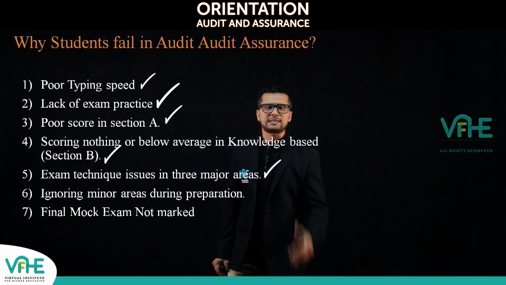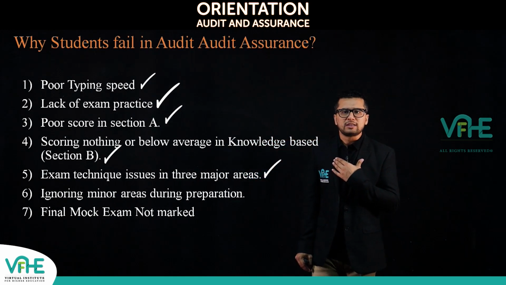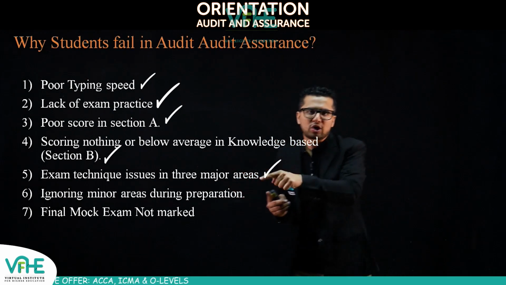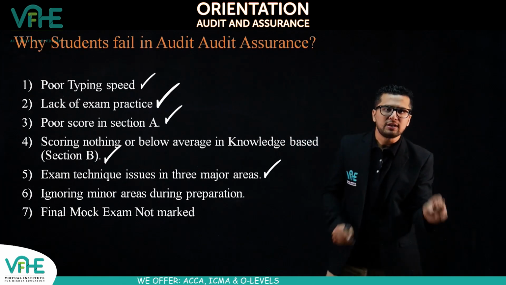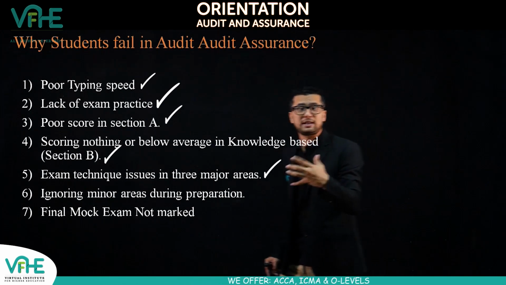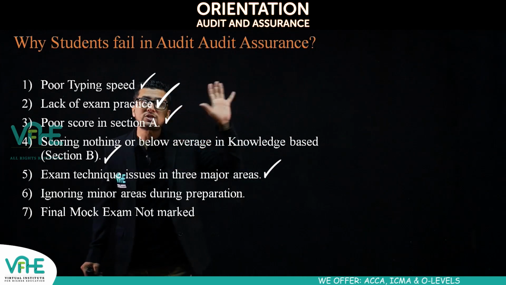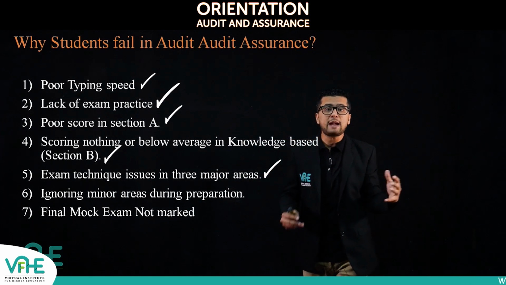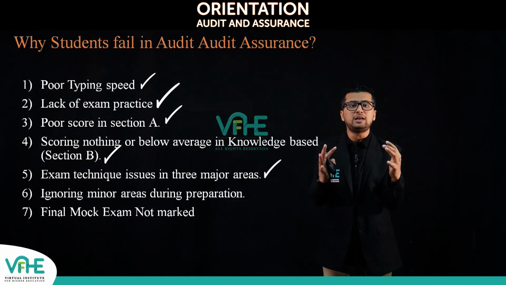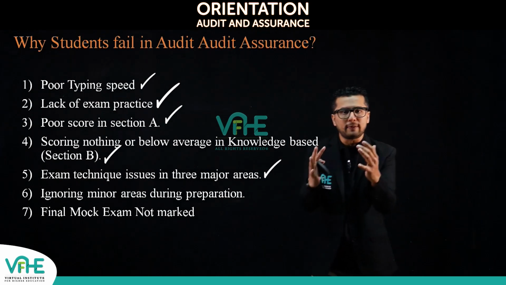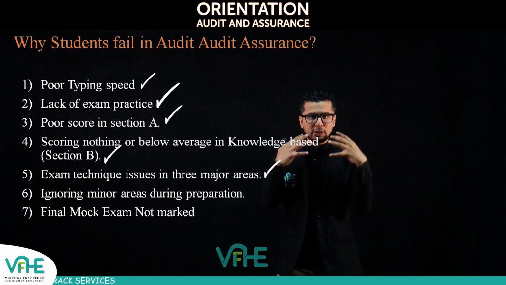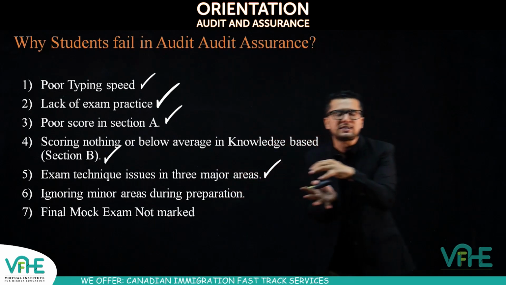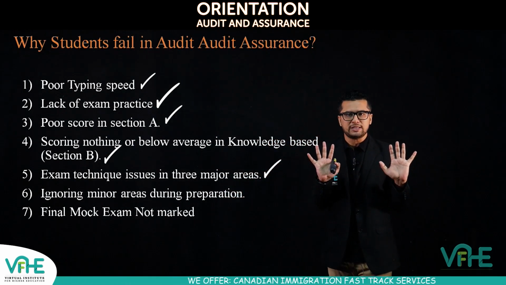What about this fifth reason? The fifth reason is my problem. I will solve this problem. And the problem is, remember I told you there are three major areas: risk, controls, and the substantive procedures. These three major areas require exam technique, and that exam technique is not available in your study text. That exam technique is not even fully explained in your exam kit. That exam technique can be understood with the help of a tutor. And I am here and I'm fully motivated and aggressive that I will teach you the exam technique of all these three major areas. So you don't have to worry about the fifth reason.